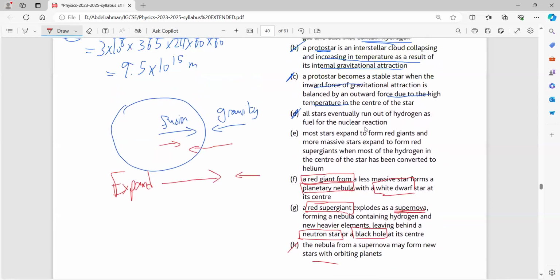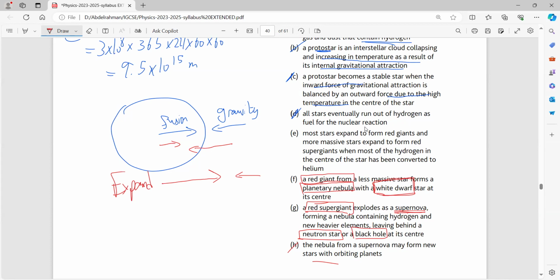So our sun right now, is it considered a stable star or a red giant? Right now, it's a stable star. Our sun is now in the stable phase. After a couple of billion years, the hydrogen will run out and it will become a red giant, not a red supergiant. And then when it becomes a red giant, it will explode, giving off a planetary nebula, and a white dwarf will remain in the center of this nebula.